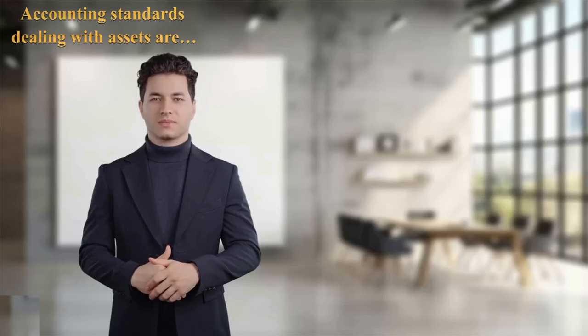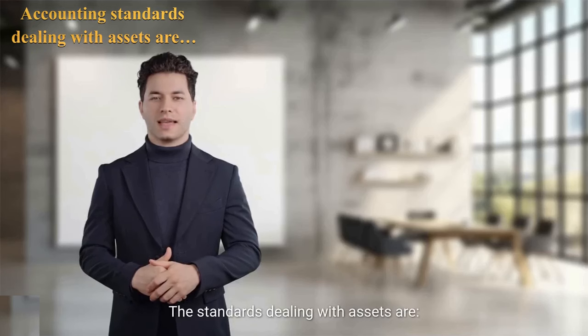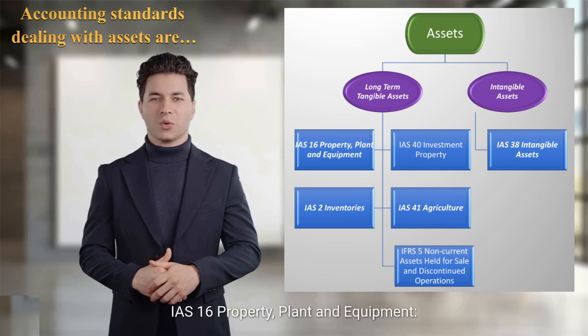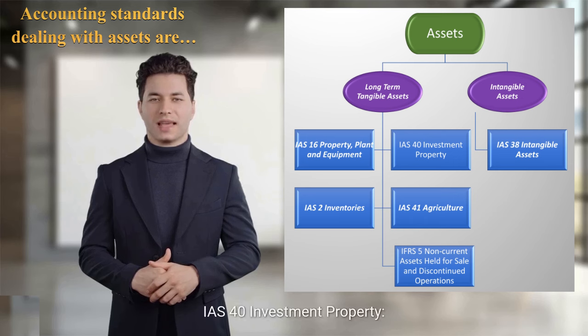What standards? The standards dealing with assets are IAS 16 Property, Plant and Equipment. IAS 16 deals with the reporting of property, plant and equipment. Those are the assets you use in the production process, for rentals or administrative purposes for more than 1 year, IAS 16.6.